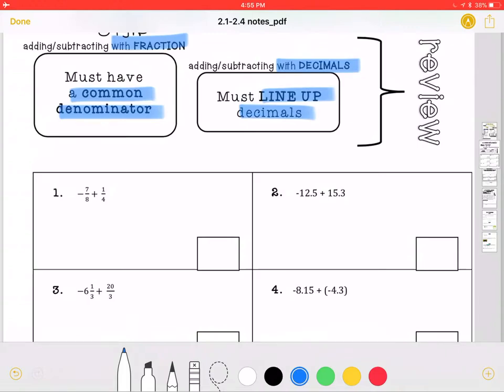First, we're always thinking of our rule, SADs. Do these have the same signs or different signs? I see a negative and a positive, so I see different signs, which means we're going to do subtraction. Remember, different, we subtract. So in order to subtract these fractions, they have to have a common denominator. I have -7/8. I can keep that one because I'm going to keep the 8. Plus, now let's change 1/4 to have 8 as its denominator.